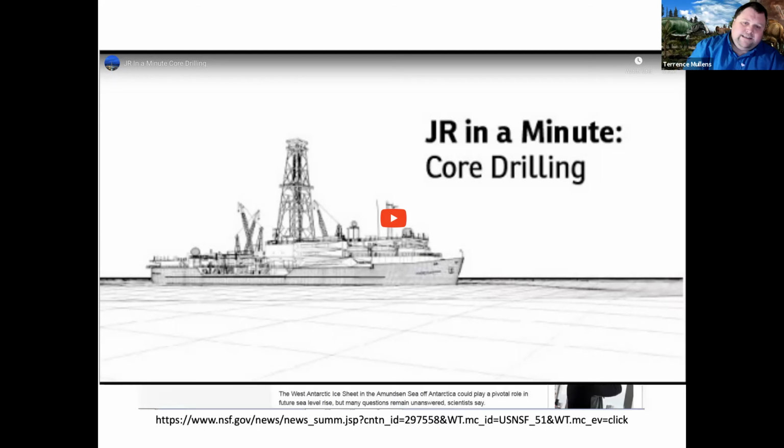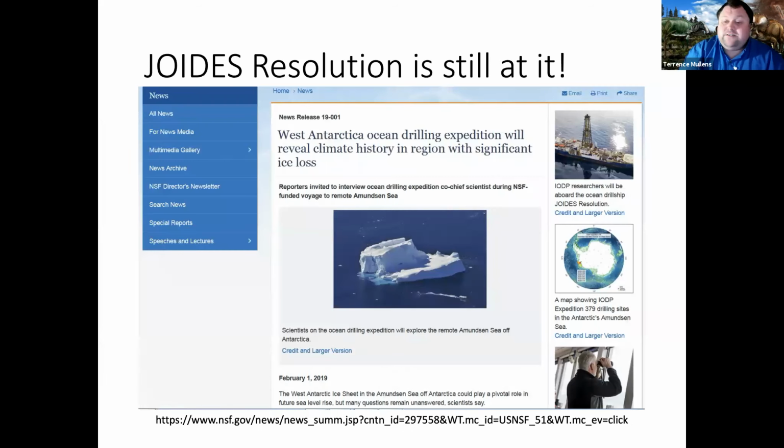And even to this day, the Joides Resolution is still out there collecting sediment samples from different parts of the Arctic and the Antarctic, and different parts of the Atlantic and Pacific Oceans as well, so that we can get a reconstruction of environments in different parts of the world. So the Joides Resolution is still doing this.